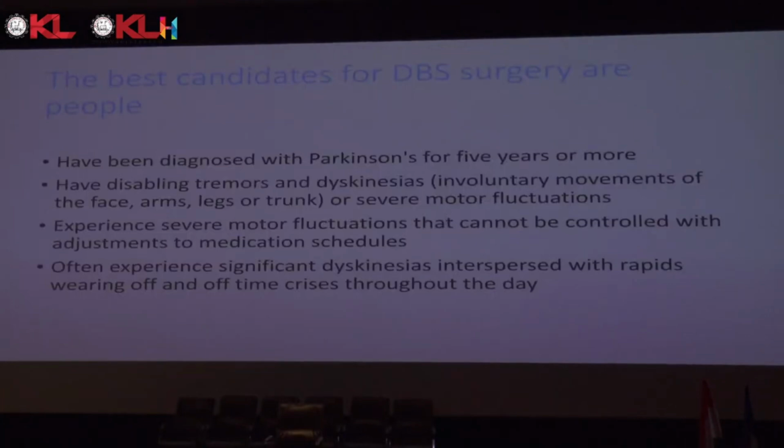So what is the best candidate? All this was chosen by the neurophysician who works with us. Primarily we choose patients with 5 years of disease, having disabling tremor, dyskinesia, involuntary movements, experiencing severe motor fluctuation that cannot be controlled with adjustment of medication. This is one of the most important points: if we are unable to manage with medication, then the surgery point will come. They often experience significant dyskinesia interrupted with rapid wearing off. Rapid wearing off is the main indication for surgery.